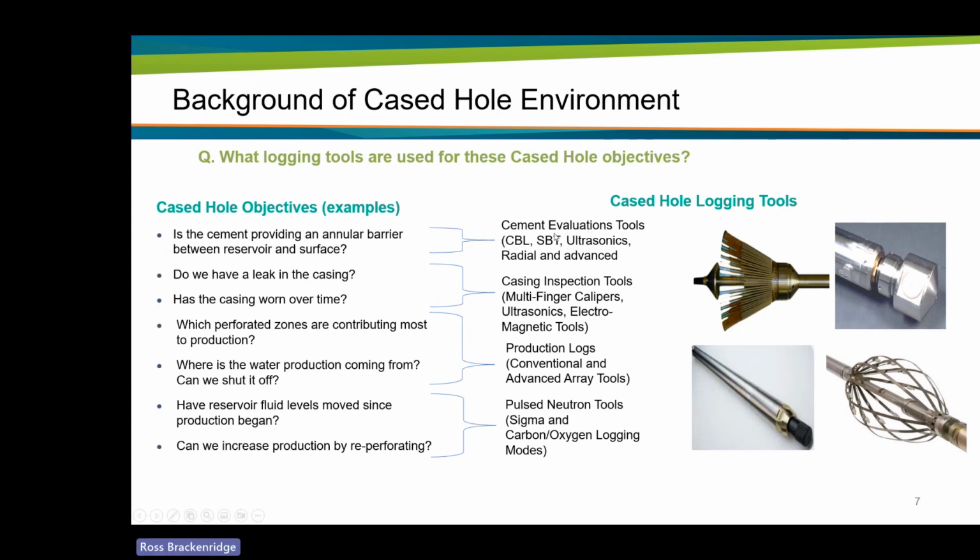Here's a whole variety of tool types. For cement evaluation, we would use tools such as SBTs or ultrasonics or radial bond tools. For the casing, we would use mechanical calipers like these, or ultrasonic measurements or electromagnetic tools. To measure production coming into the well, we would use production logs, simple ones or advanced ones for deviated or horizontal wells. And finally, if we're trying to see fluids in the reservoir through the casing, we would use pulsed neutron tools, which can be run in different logging modes.